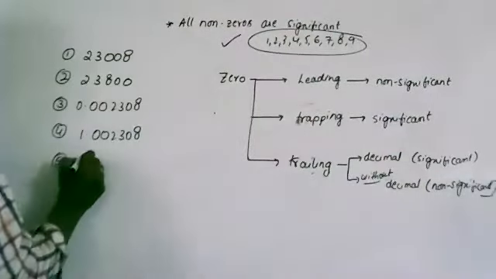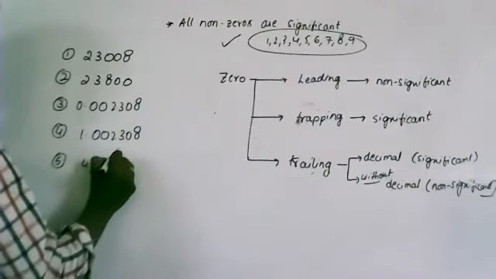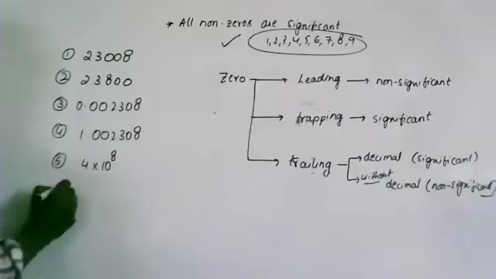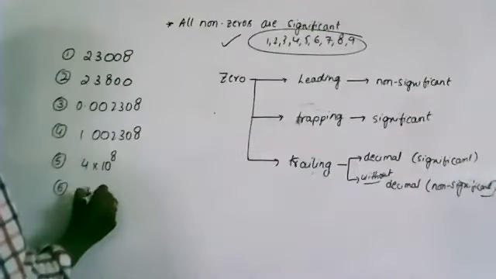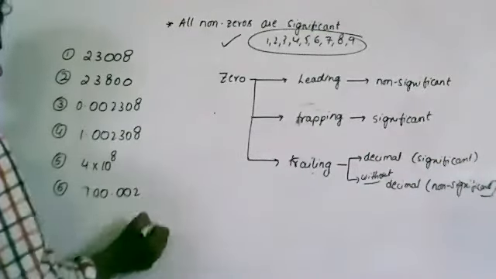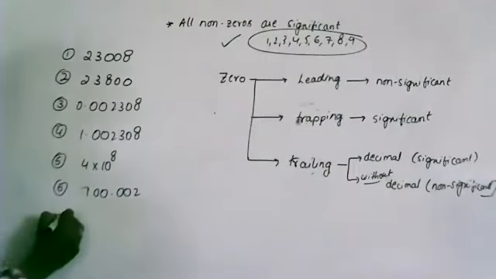For example, I will take 4 into 10 to the power of 8. Clear? 4 into 10 to the power of 8. Next one, I'll take 100.002. Clear? Apply this rule. Or else I will give one more value, for example, 6789.